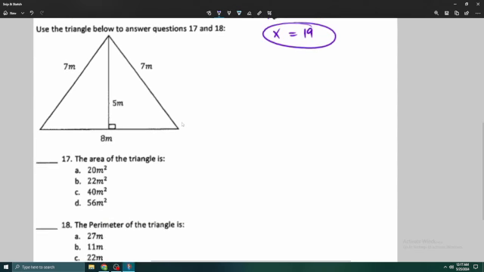Use the triangle below to answer questions 17 and 18. Alright, let's give this one a try. I'm assuming that they mean the area of the large triangle. There's a couple of ways we can do this. Think of this as... I have to make a couple of assumptions that I'm not totally sure are correct.